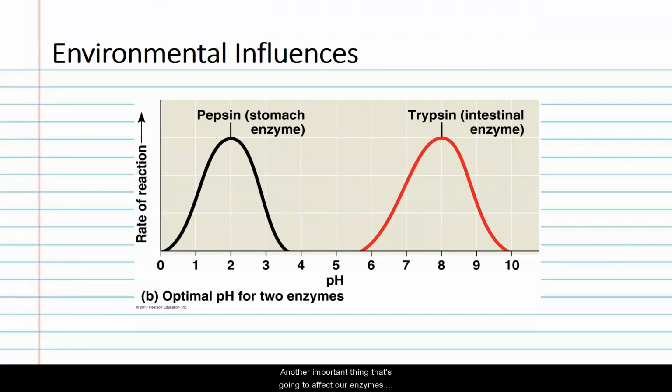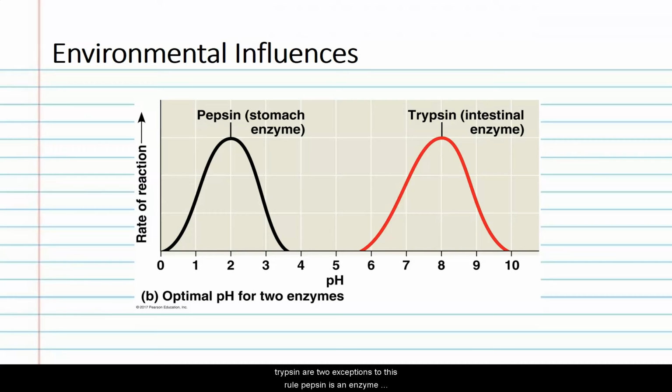Another important thing that's going to affect our enzymes is going to be the pH of the environment. Again, proteins, their shape is influenced by the pH of the solution in which they exist, right? So most of the proteins within our body and within the cytoplasm of our cells are going to function best at a neutral pH at about 7.2. They hold their shape at that pH.